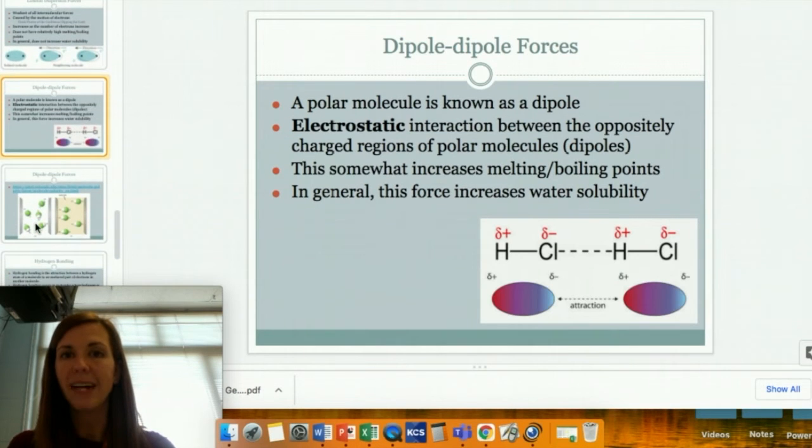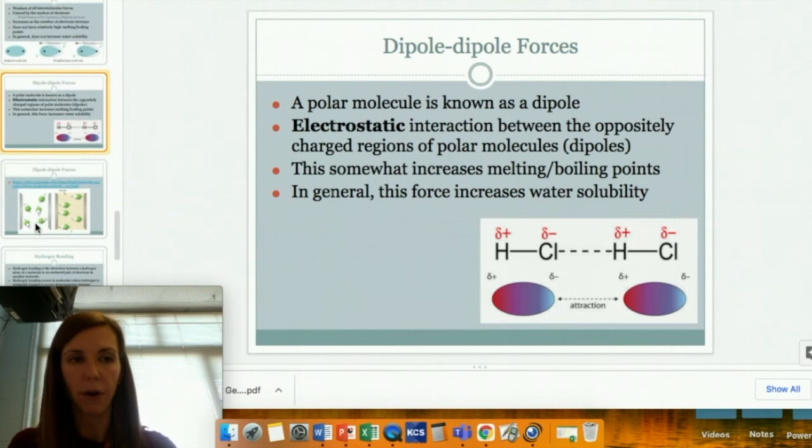Our next force is called a dipole-dipole force. We've talked about dipoles, right? Dipoles occur when we have a polar bond. So a polar molecule is also known as a dipole. Well, polar bonds near each other will also create an intermolecular force between those attractions, as you can see here between the HCl molecules. Because that chlorine is partially negative, it attracts the partially positive hydrogen from a neighboring molecule. That electrostatic interaction between those oppositely charged regions is called a dipole-dipole force. This will somewhat increase their melting and boiling points, and in general, increases the substance's water solubility. It will dissolve in water.